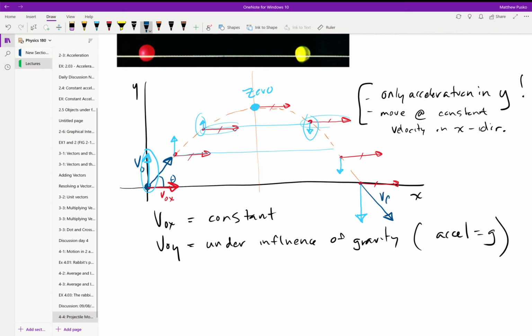Let's call this v final, right before it hits the ground. And this would be a negative theta. So it took off at angle theta, and this would be our theta right there. But if we wanted to measure this from the positive x-axis down like that, it would give us a negative theta.